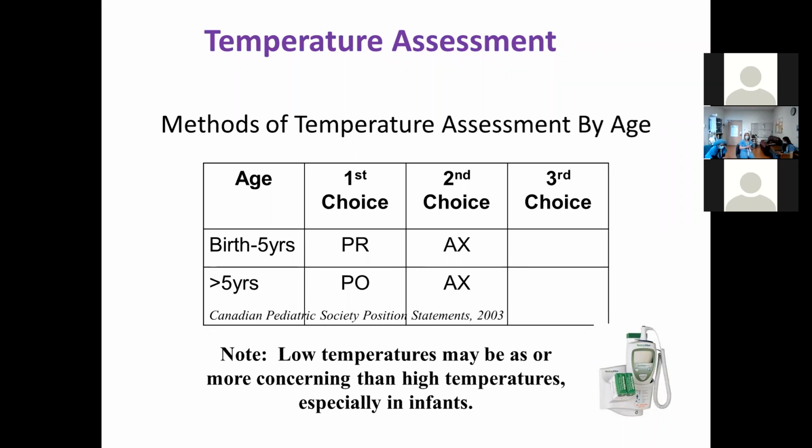For kids from birth to about 3 to 5 years of age, the first choice is a rectal temperature. That is a core temperature. For kids greater than 5 years of age, the first choice is an oral temperature. Axilla is not a core temperature in pediatrics. Axilla is just a screening temperature in pediatrics.